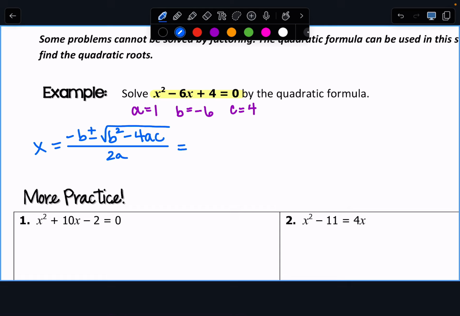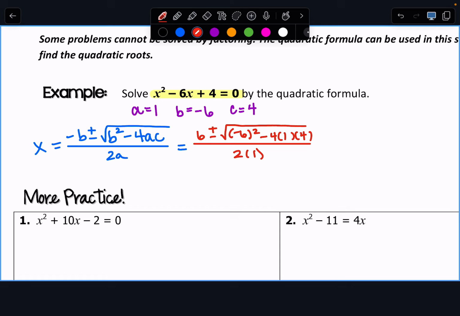If b is negative 6, what's negative b? 6. So I'm just going to write 6 for negative b, plus or minus the square root of b squared minus 4. I'm going to use parentheses for a and c. We decided that a was 1 and c was 4. So step number 1: plug in the numbers.